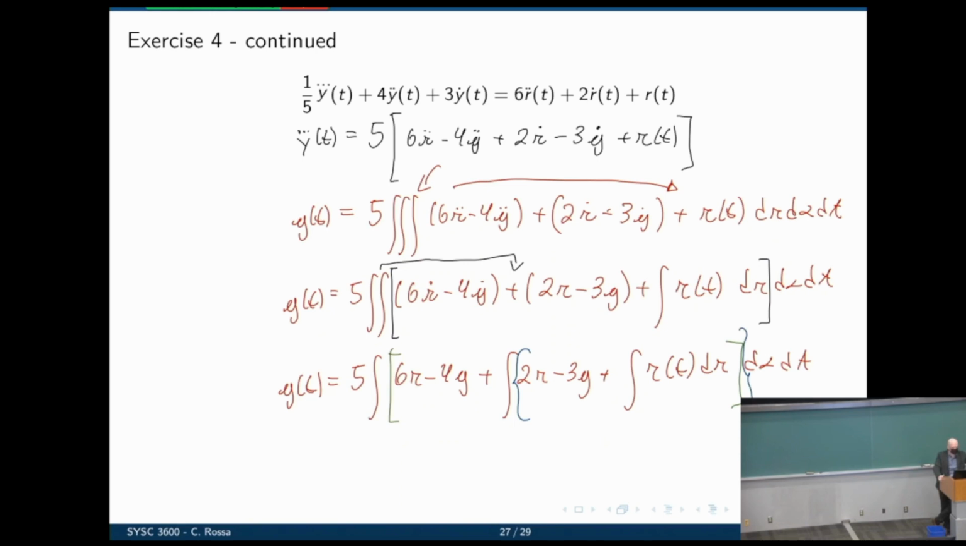Yes, so the first integral integrates all three terms, the second integral the second and the third term, and the last integral only the third. Because the third integral already integrated the other two.